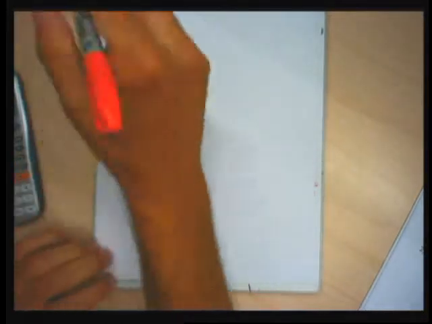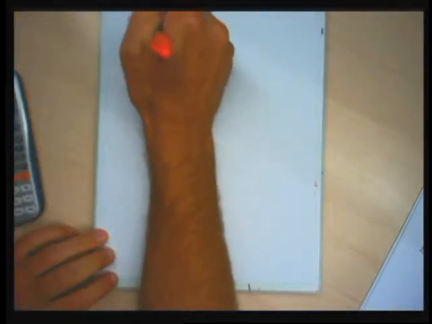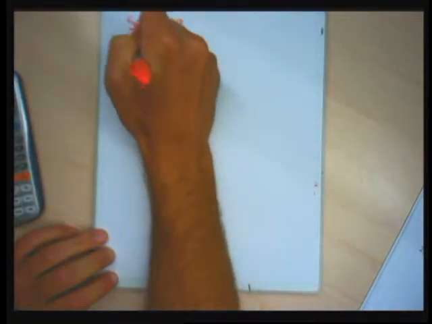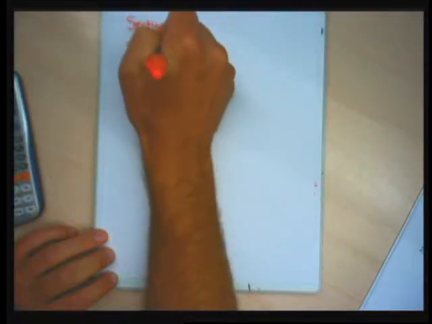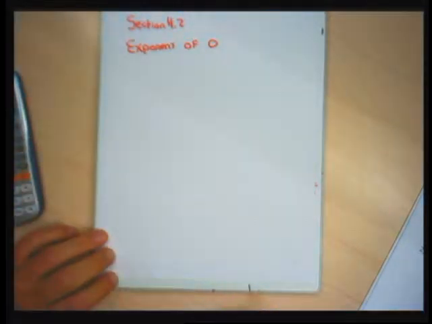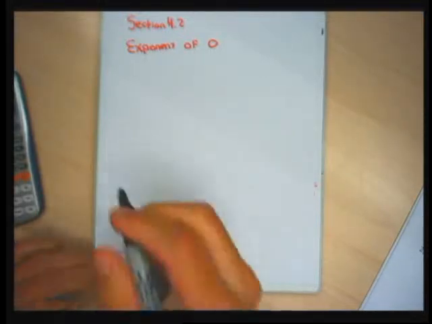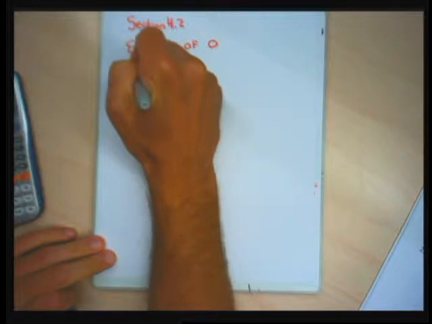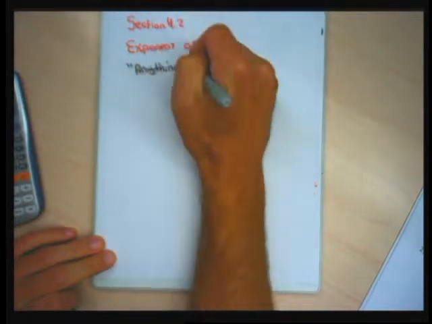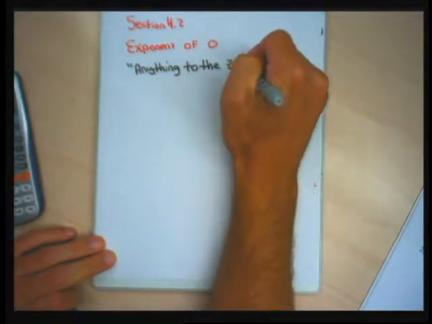Alright, so I'm just going to jump right into section 4.2 and talk about the first thing that pops up in the section, which is an exponent of 0. It's pretty common for students or people to say anything to the 0 power is 1. And that's true in a purely mathematical sense, but it may seem like we're violating that rule in some of these problems.